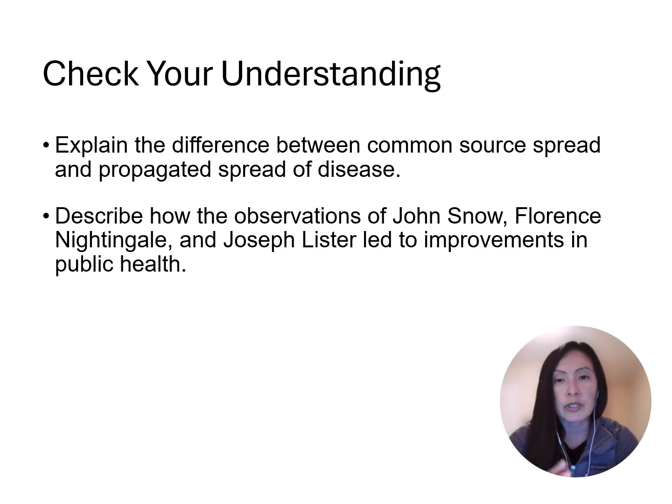All right, this checkpoint asks us to explain the difference between common source spread and propagated spread of disease. In common source spread, all infected individuals are exposed to that same single contaminated source. It could be like water or food. Transmission is not person to person, and these outbreaks usually occur rapidly and end once the source is removed or contained. So one example could be like John Snow and that 1854 Broad Street cholera outbreak that was traced to that single contaminated water pump.